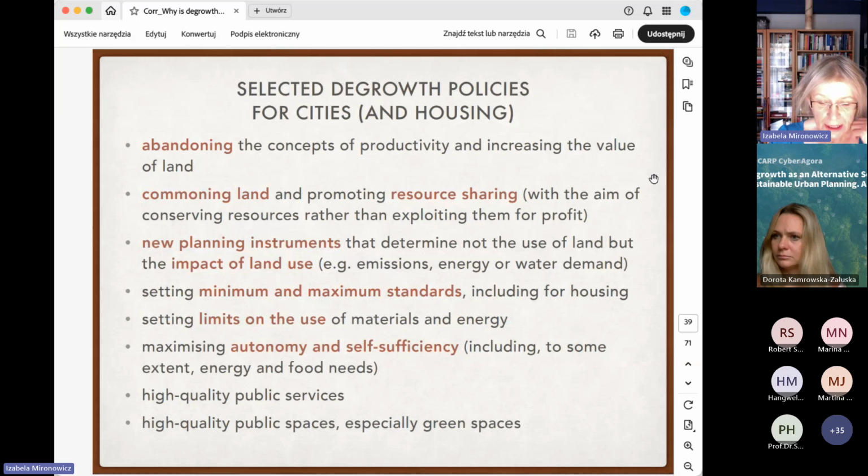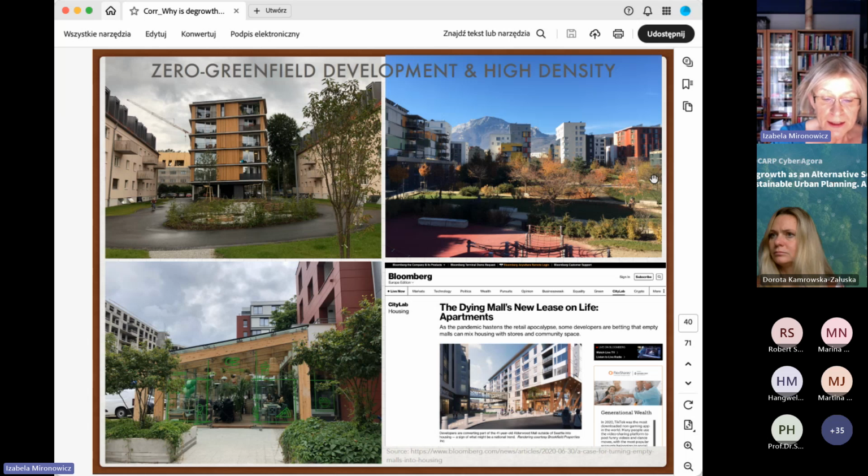That's a completely different approach than we have now. So I will not analyze these policies in detail, but I will try to show how they can manifest themselves in cities. And I would like to draw your attention to what we already have in our hands today. It's just that we are afraid to make use of it. So first, in urban areas, the implementation of degrowth means no development on open, previously undeveloped land. Such policies are already being implemented in practice, for example, in Belgium, in Flanders.